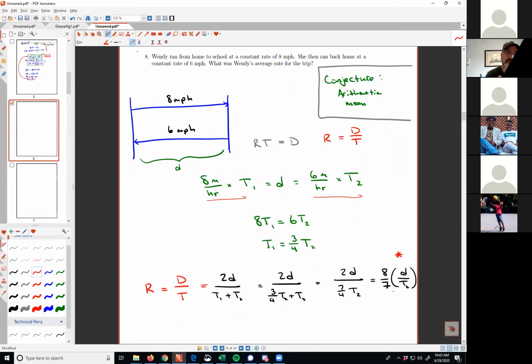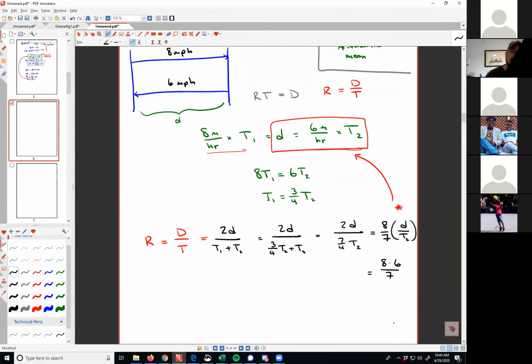It's the rate. Which is 6 miles. Yeah, it's right here. If we divide that equation by T2, we get the rate at which she ran the back home trip. So our answer is 8 times 6 over 7, which is 48 sevenths. And if we wanted, we could write that as 6 and 6/7.